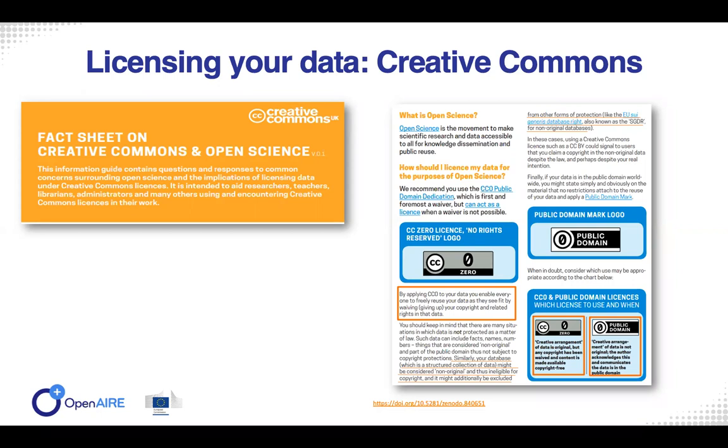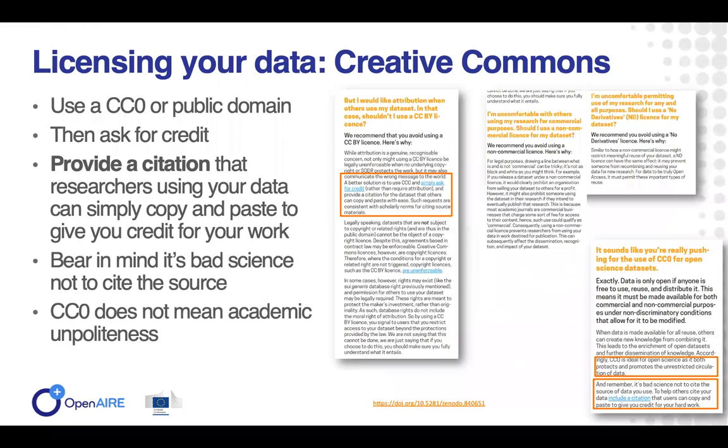CC0 means that it was covered by copyright, but you basically are giving away your rights and you can license it without any restriction. They also tell you some important things, for example, do not think that by not including the BY license, so CC BY, in your work, others will not cite you, because as you may know, it is bad science not to cite the source of your information. So if someone finds your data, which is licensed in CC0, they still will have to say that they found this information that they are using, for example, in their article, provided by someone. And this someone, of course, is you, the author of the dataset.